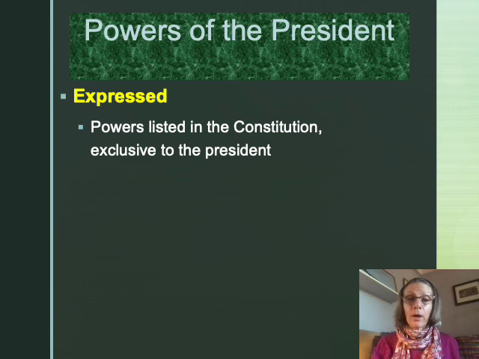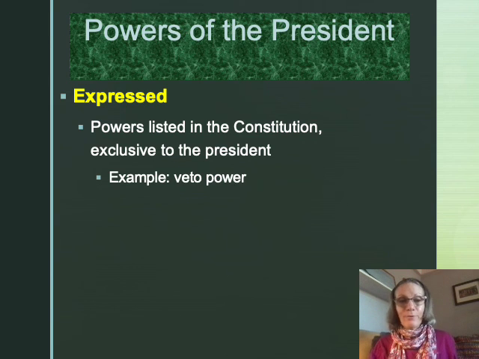Just like when we looked at Article 1, Section 8, those were the enumerated or expressed powers of Congress, and only Congress can do that, right? Only Congress can coin money. Only the president can veto bills. That's an example of the expressed powers. In our next lecture, we're going to take a look at these expressed powers in a lot more detail.